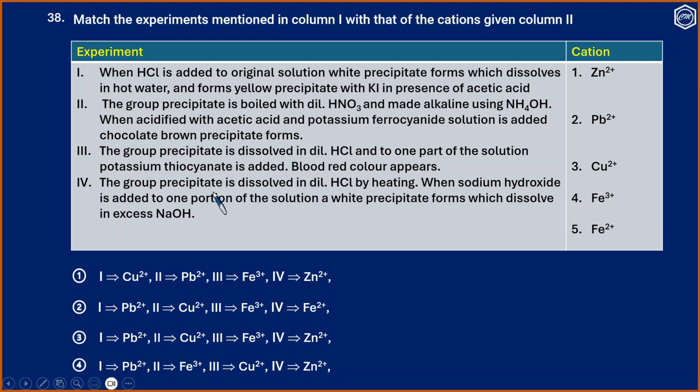Experiment 4: the group precipitate is dissolved in dilute HCl by heating. When sodium hydroxide is added to one portion of the solution, a white precipitate forms, which dissolves in excess sodium hydroxide. This experiment could be connected to zinc 2+. So the correct option is option 3.